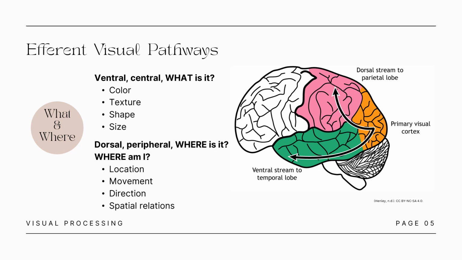Information that travels from the primary visual cortex up through the parietal lobe contributes to sensory motor control and is responsible for motion or spatial components of vision. This is our peripheral vision, how we determine location. Where am I? Where are you? Where is it? And we're using these two pathways all the time.